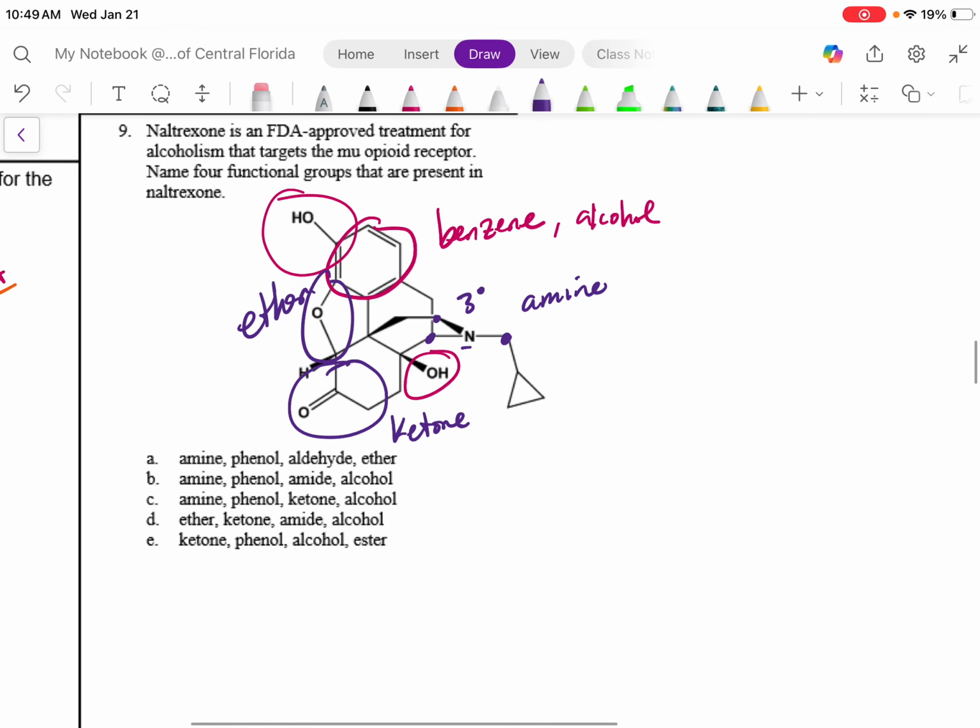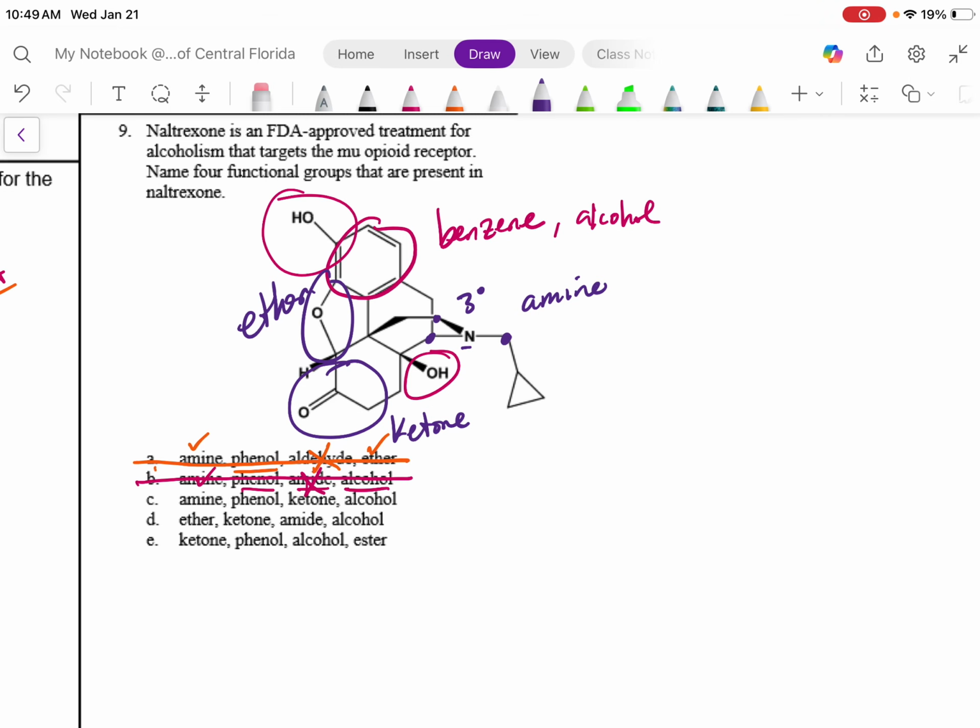Now when we look at the answer choices here, if we look at answer choice A, do we have an amine? Yes. Do we have a phenol? Well, I may not know what that is. Do we have an aldehyde? No, we do not. Do we have an ether? Okay. So I don't know what a phenol is, but I definitely know I don't have an aldehyde. So that guy's out. So amine, check. Phenol, I don't know what it is. Do I have an amide? No, I do not. Do I have an alcohol? Yes. But since I don't have an amide, that's off the table.